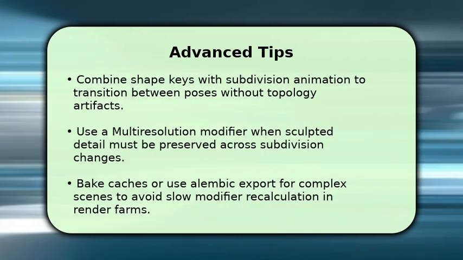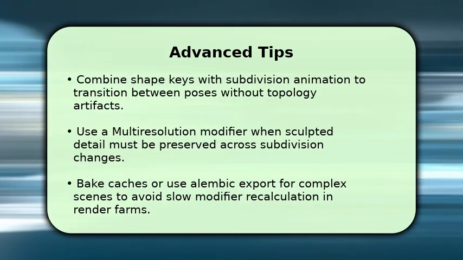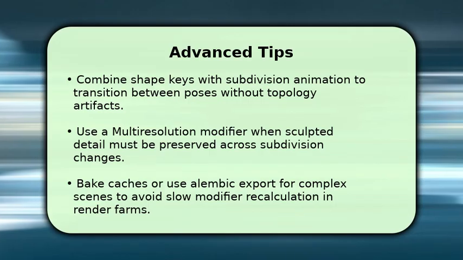Consider baking simulation caches or exporting Alembic files for heavy scenes so render nodes can read stable geometry without recalculating modifiers. Finally, preview renders at target settings and adjust keyframe timing so transitions feel natural and intentional.